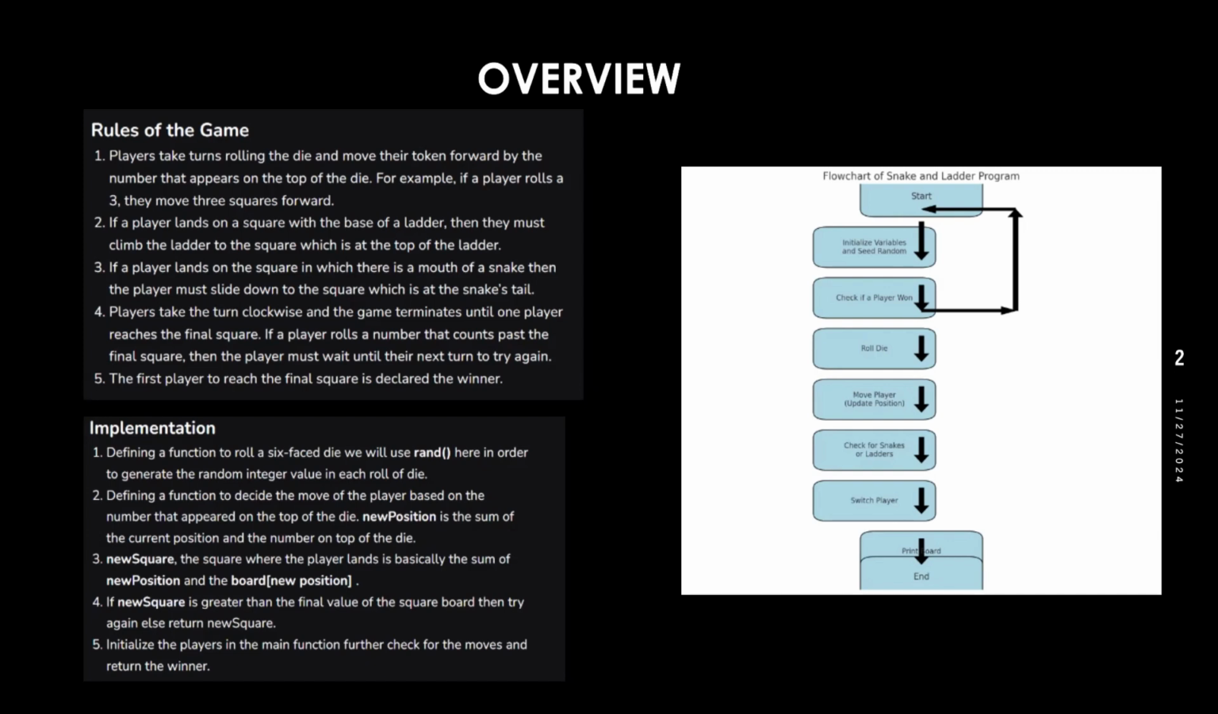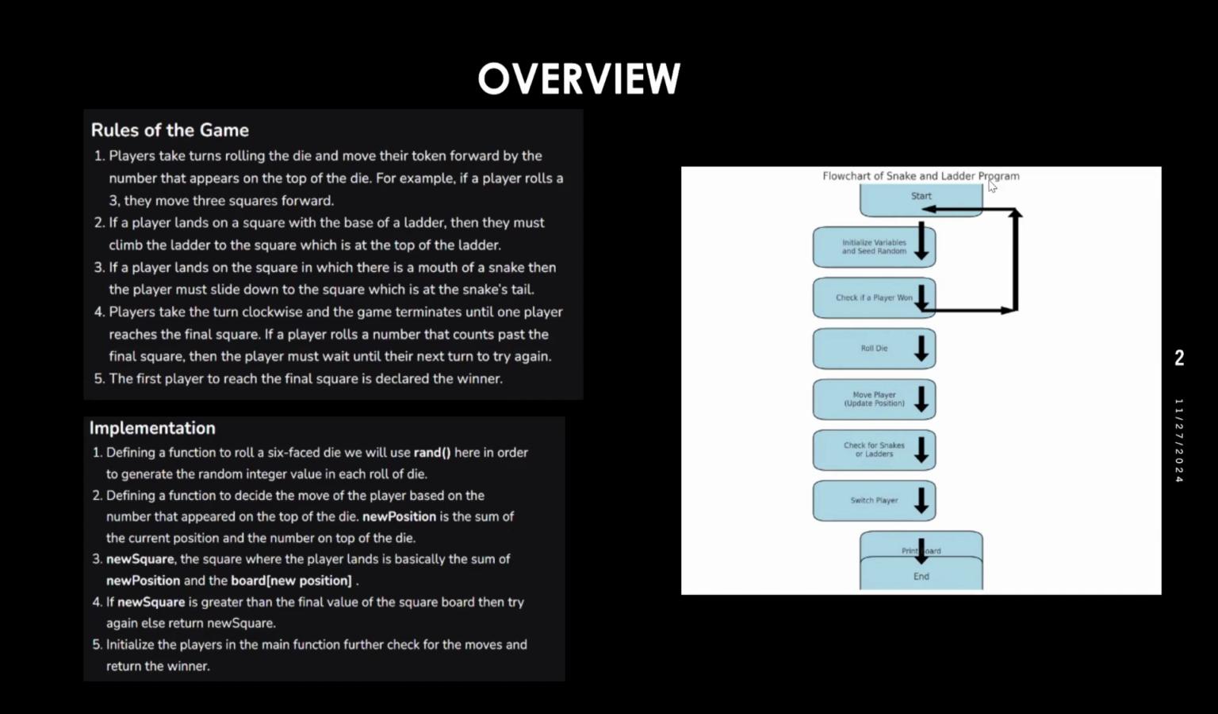If a player rolls a number that counts past the final square, then the player must wait until the next turn to try again. So for example, if a player is in square 95, they need to roll a 5 on the dice to get to square 100. If they get a 6, they cannot move. Their position remains unchanged, and they need to wait for their next turn to get a 5.